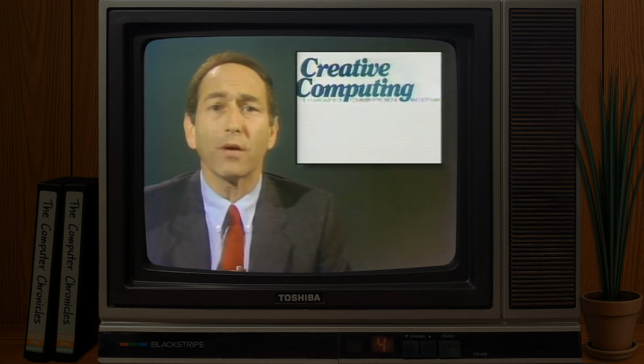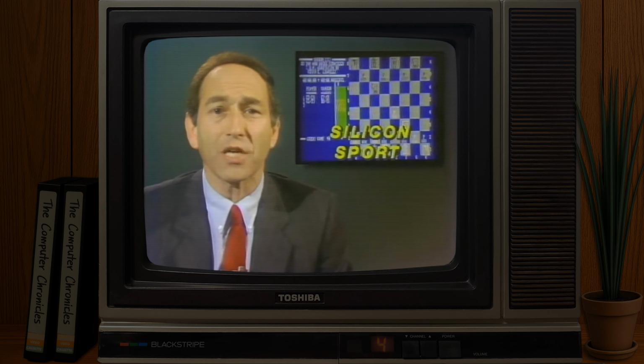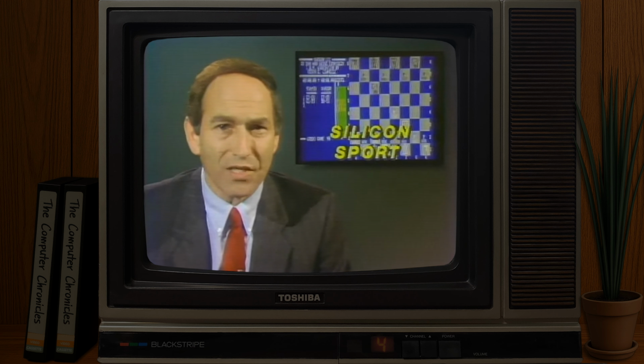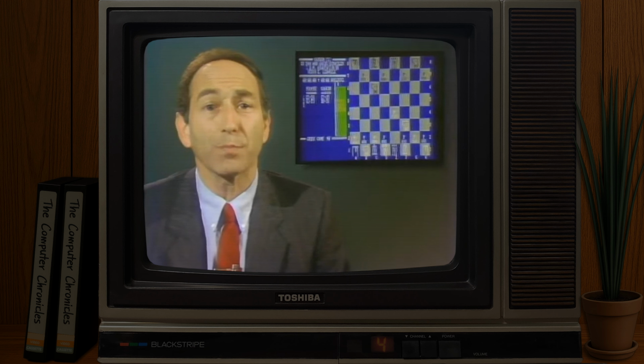The annual North American Computer Chess Championship opened in Denver last week. The favorite, a chess computer called High-Tech from Carnegie Mellon. It has 64 VLSI chips, one for each square of the board. High-Tech's designer says a computer will someday be the world's best chess player.